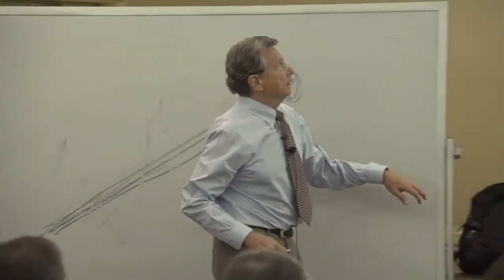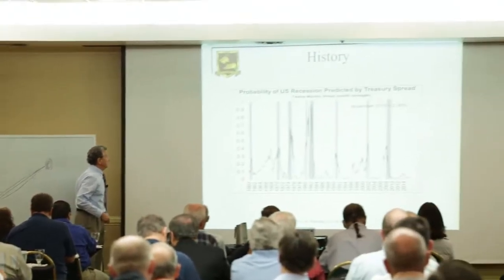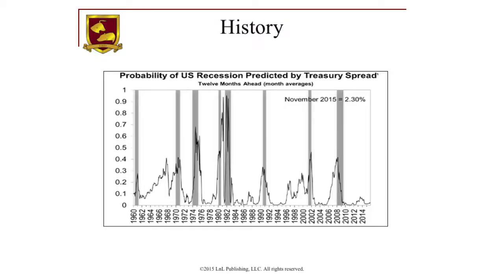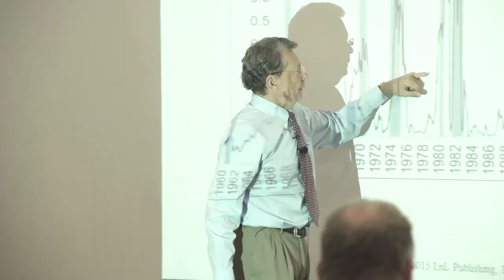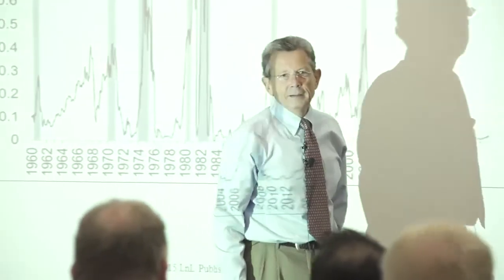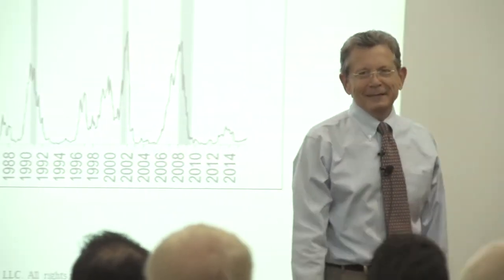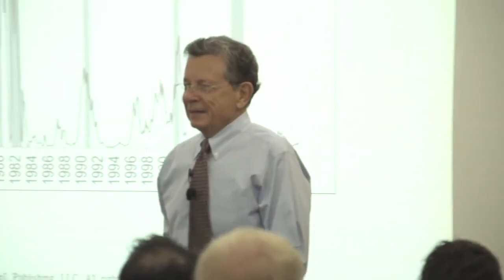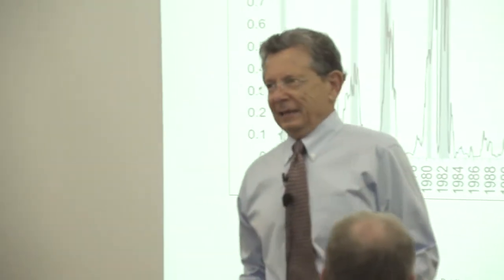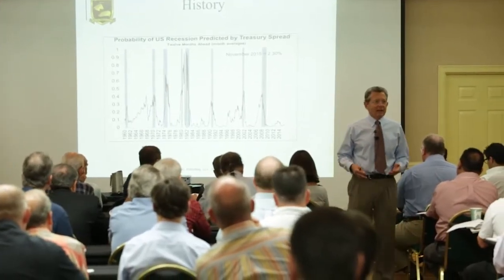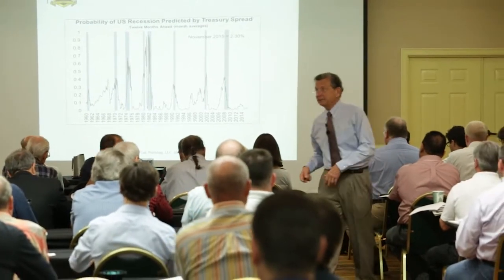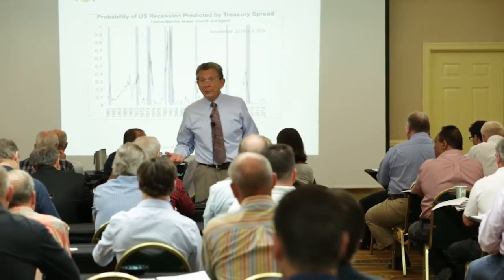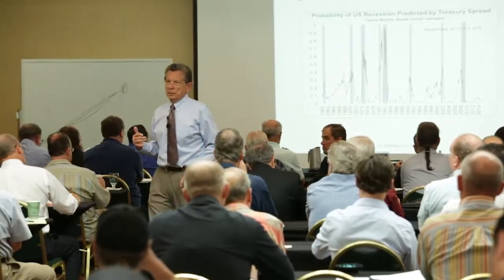If you would, Harry? So here's the probability of recession predicted by the Treasury spread. When that Treasury spread gets high, about 30, we didn't get a recession then. We did here, here, here, here, here, here, and here. You've got to follow this stuff. Because if we have a recession, that means people stop buying things. If people stop buying things, companies stop selling things. If companies stop selling things, they stop earning money. If they stop earning money, what happens to the price of the stock? It goes down.